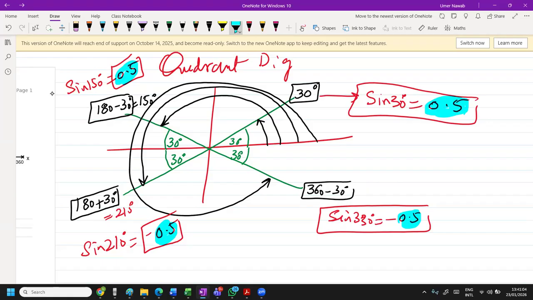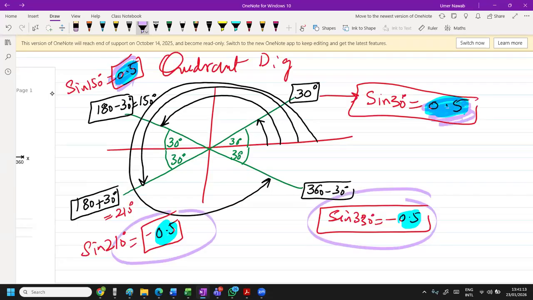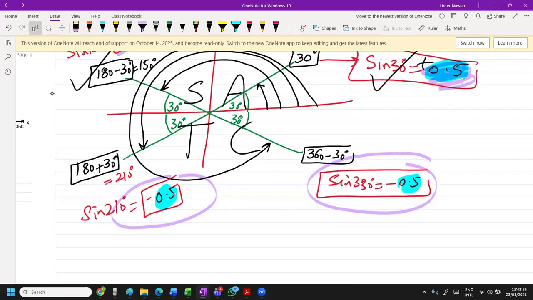But two answers are positive. Meaning this answer and this answer are positive, but these two answers are negative. How did this happen? It happened because of ASTC. In the first quadrant, sine 30 gives a positive answer. Sine of 150 is an obtuse angle and lies in the second quadrant, that's why I got a positive answer. But sine of 210 is a reflex angle and lies in the third quadrant. When I take the sine of this, I get a negative answer. And here I also got a negative answer.